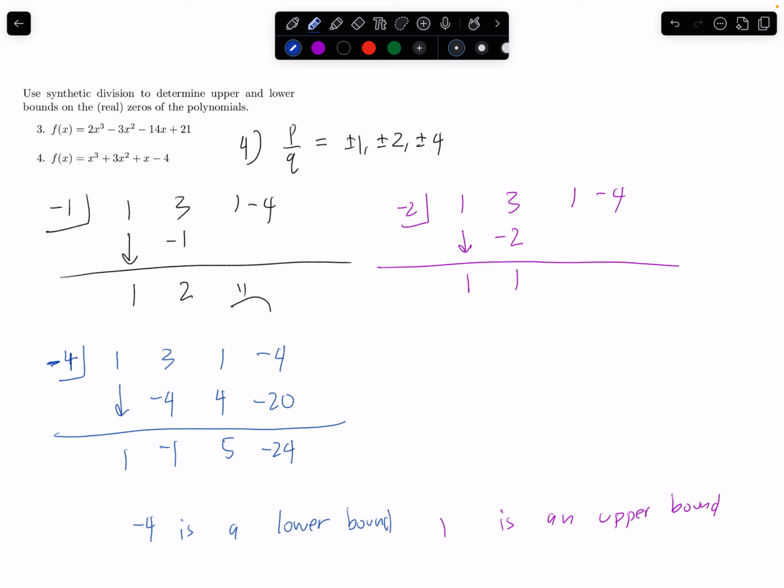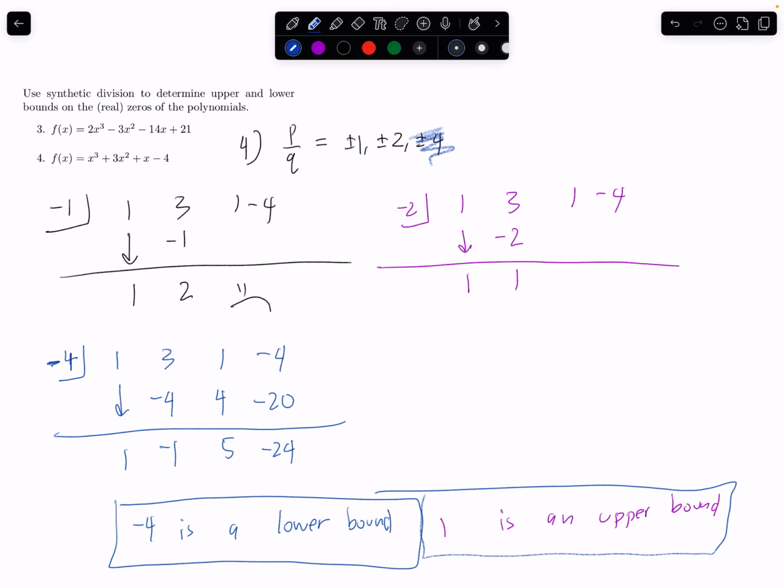Okay, so that means that negative 4 is out. Well, actually, I knew that from just doing it just now anyway, but anything above negative 4 is also not a possibility. So that's what the theorem says. Negative 4 is a lower bound, and 1 is an upper bound. Okay, guys, that's it.